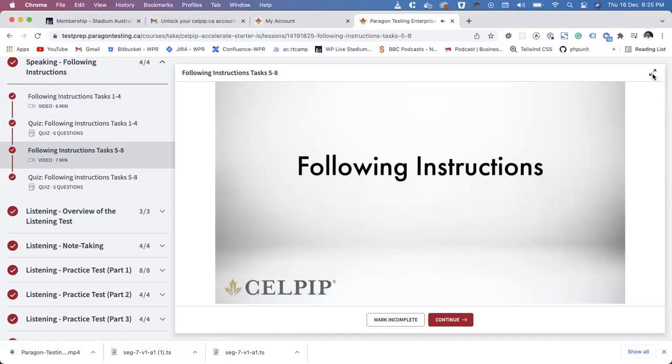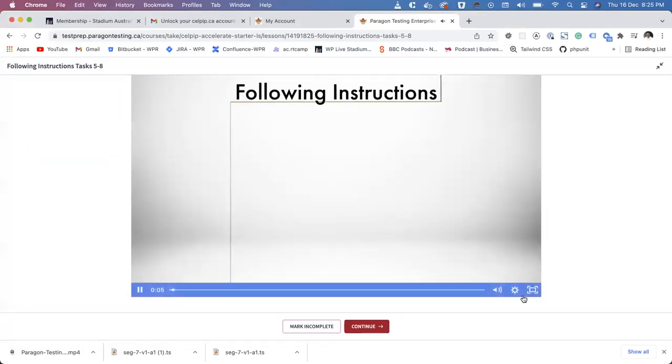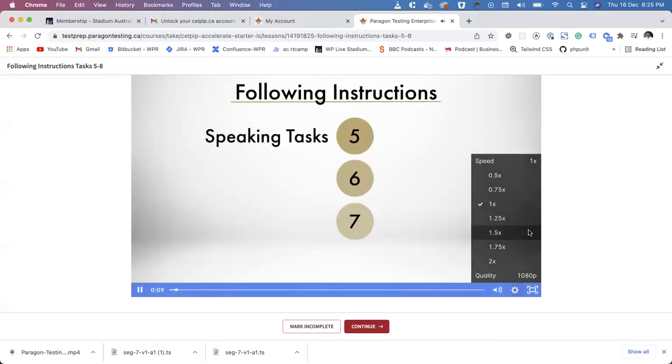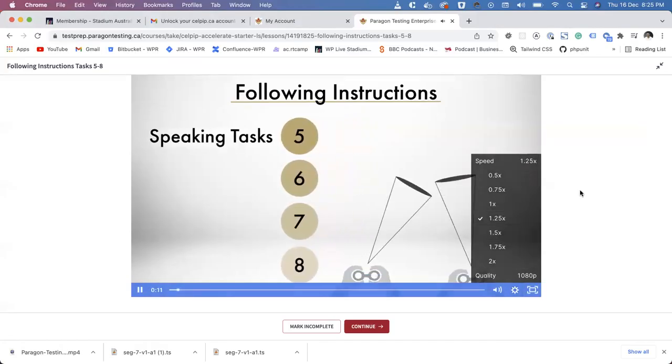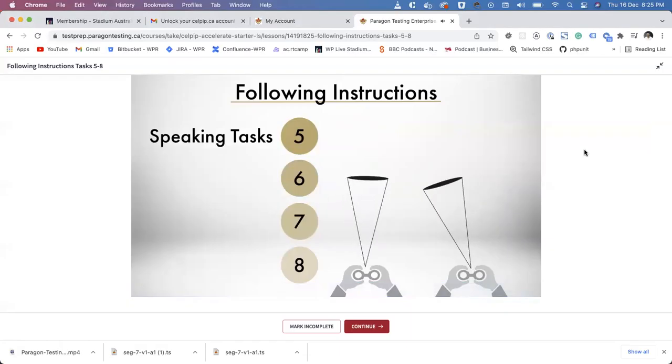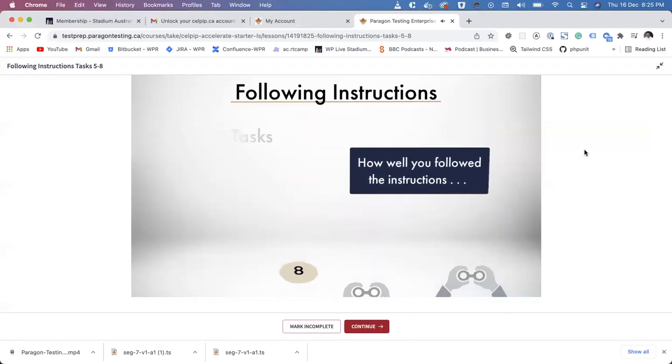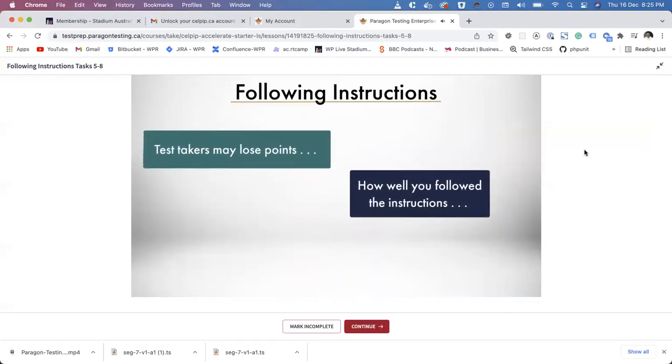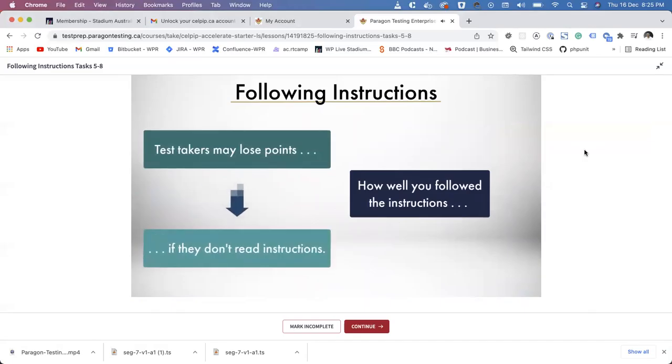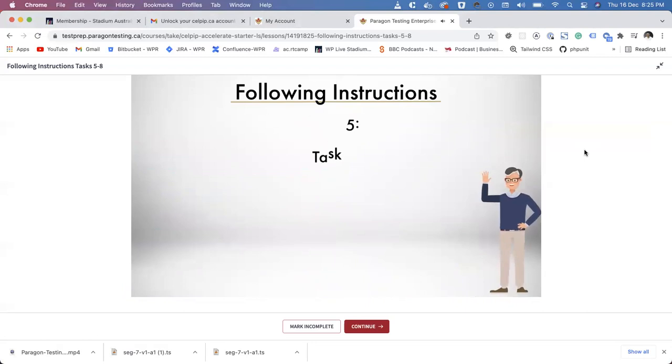In this video, we are going to take a look at the instructions in speaking tasks 5, 6, 7, and 8. Remember, the raters are paying close attention to how well you follow the instructions. Sometimes test takers lose points because they don't read the instructions carefully enough. Let's take a look at task 5 now. We need to really pay attention to the instructions here.